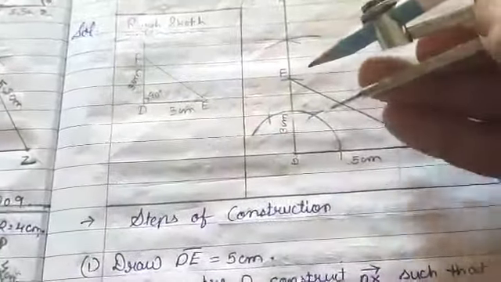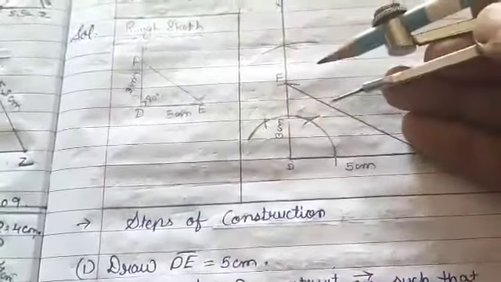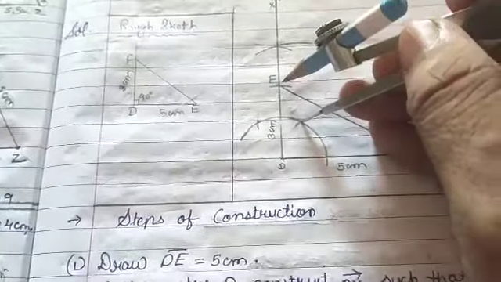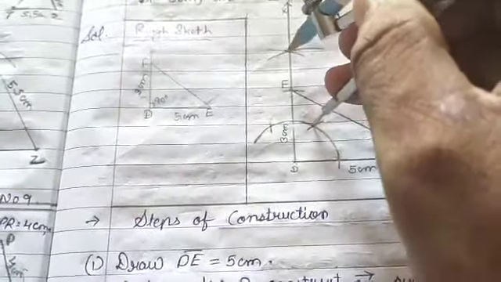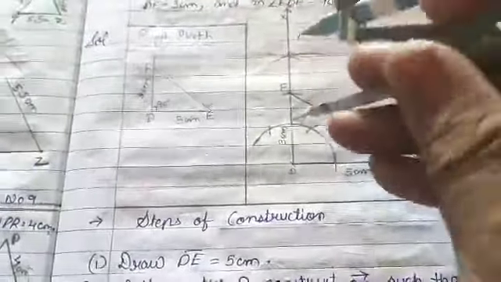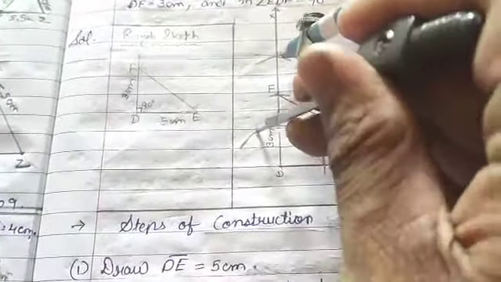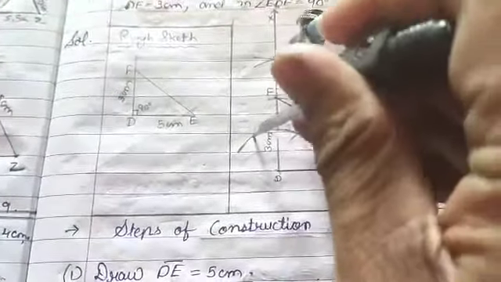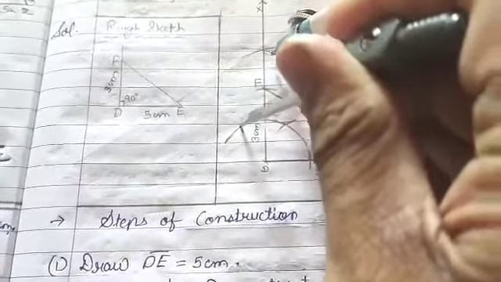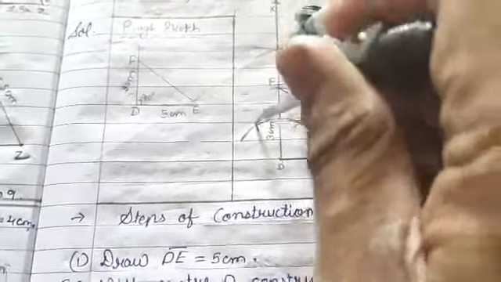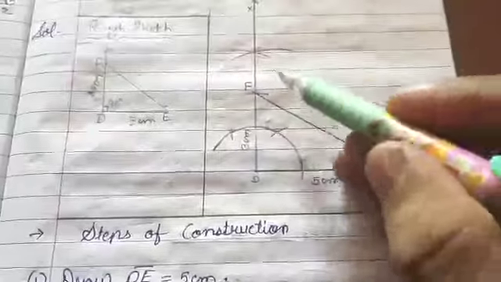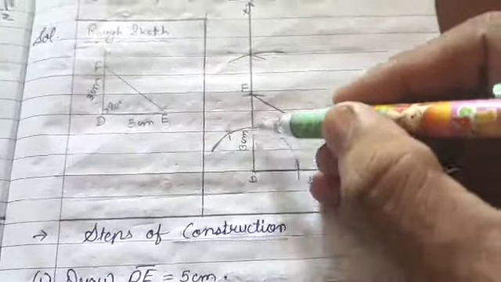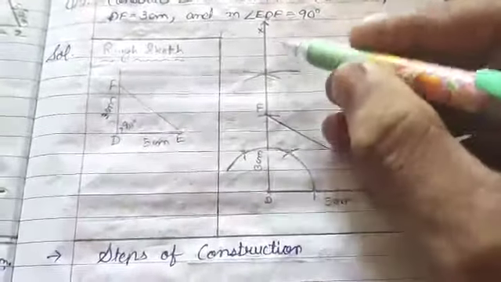And now you can change your length, or with the same length you can draw an arc by placing it over here, and with the same length place it over here and intersect the arc. See here, don't change your measure. So here we will get an intersecting point. Now from D you pass one straight line and name it ray DX.